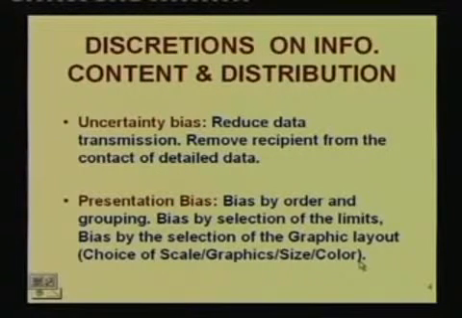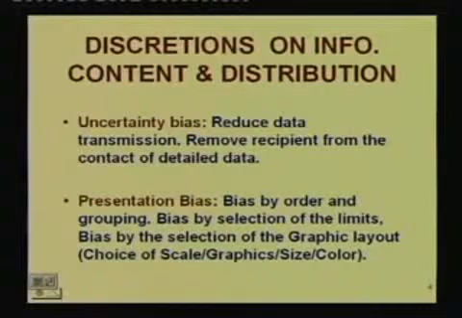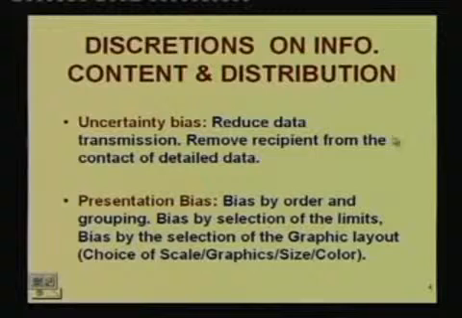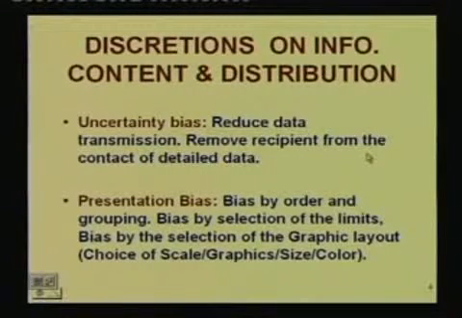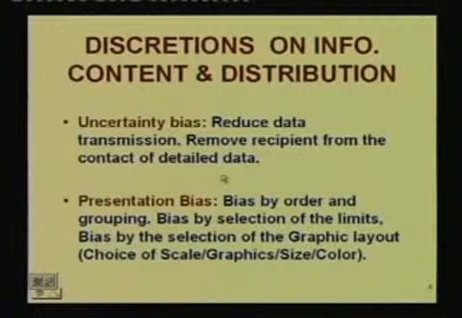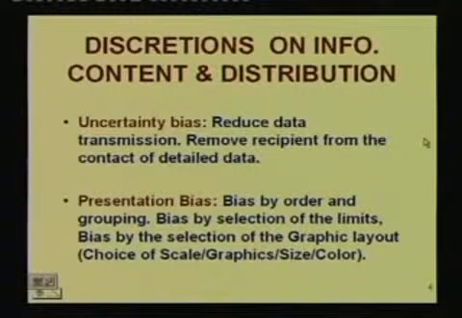Now, what kind of discretion on information content and distribution can actually be done? First one is an uncertainty bias. Reduce data transmission, remove the recipient from the contact of detailed data. This is usually what happens whenever you are not showing the detailed data, and you are basically summarizing.